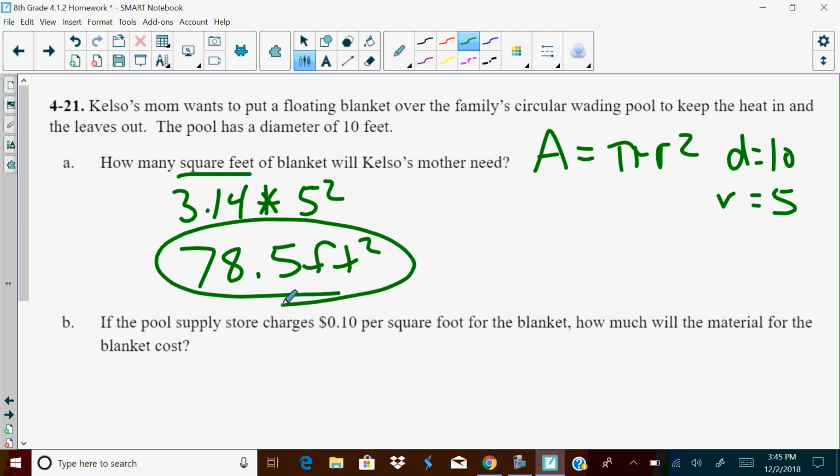And then if the pool supply store charges 10 cents per square foot, how much will it cost? We do 78.5 times 10 cents, which is $7.85.